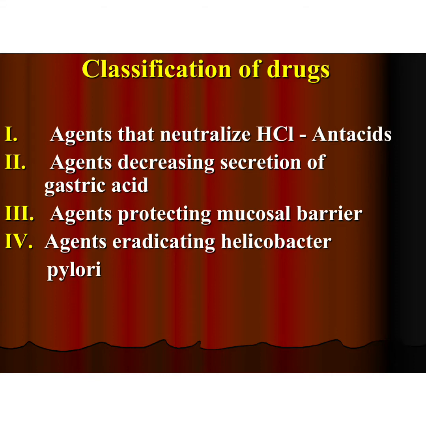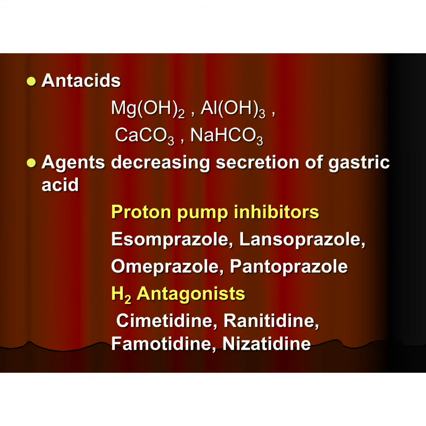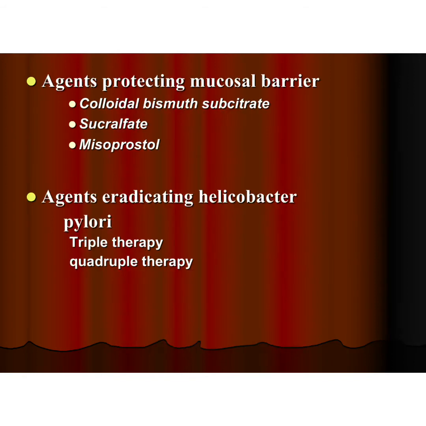The first category is those agents that neutralize HCl, and we have already discussed that HCl is an aggressor. These drugs that neutralize HCl are known as antacids. The second category is those agents that decrease the secretion of gastric acid, and gastric acid is also an aggressor. The third category is those agents that protect the mucosal barrier, and the mucosal barrier is basically the mucosal defenses. And the fourth one is those agents that eradicate Helicobacter pylori, which is a major aggressor.